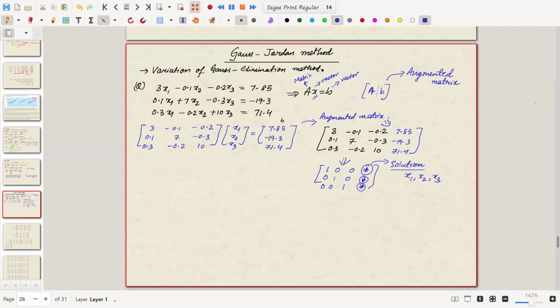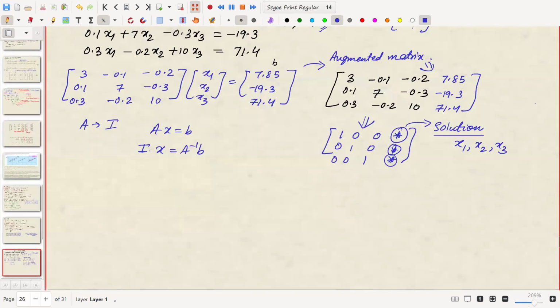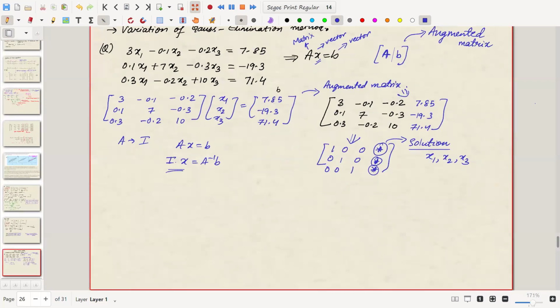Now, why does this method work? That is detailed, but I will give you a bit of a hint. It works because you are converting a matrix A into an identity matrix through some operations. It's like you are finding the inverse, multiplying by the inverse in some way. If Ax equals B, then you can find X as A inverse B. That means you have I times X, and the same X here. So you can see a correlation between the methods.